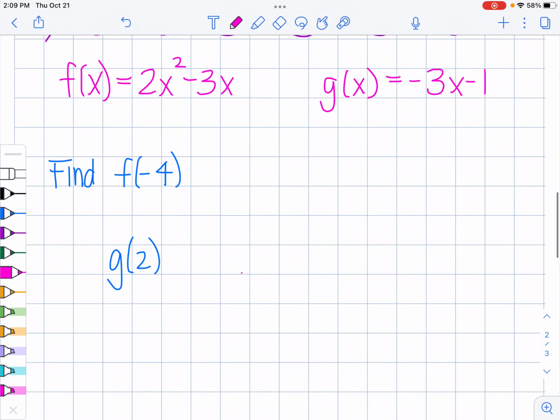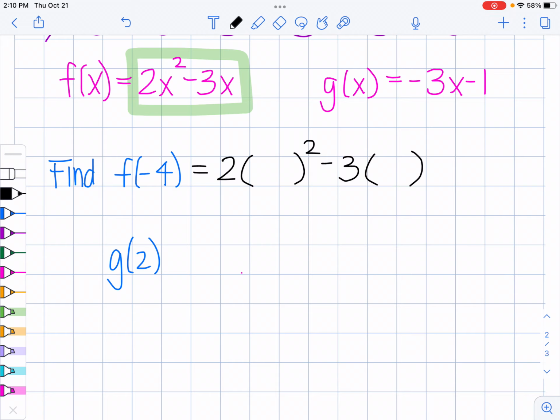Okay, last example. Here I have two more functions, f and g. My function f now says f of x equals 2x squared minus 3x, and my function g says g of x equals -3x minus 1. So my first one here says find f of -4. It means I use my function f, this guy, and I plug in a -4 wherever I have an x. So I'm going to set up my skeleton. 2 times blank squared minus 3 times blank. What's going in my blanks? -4, -4.